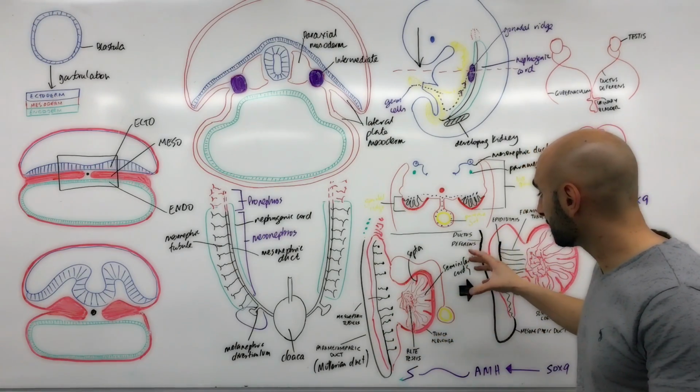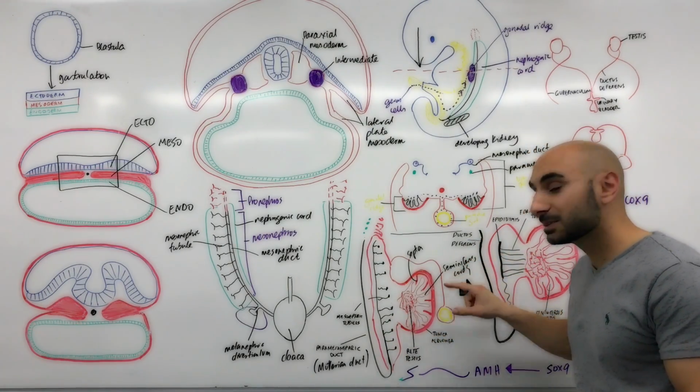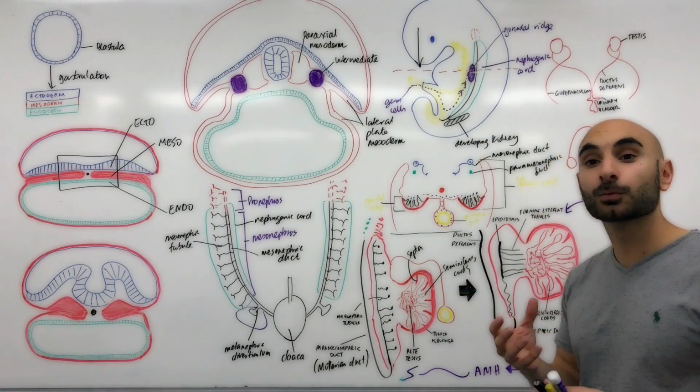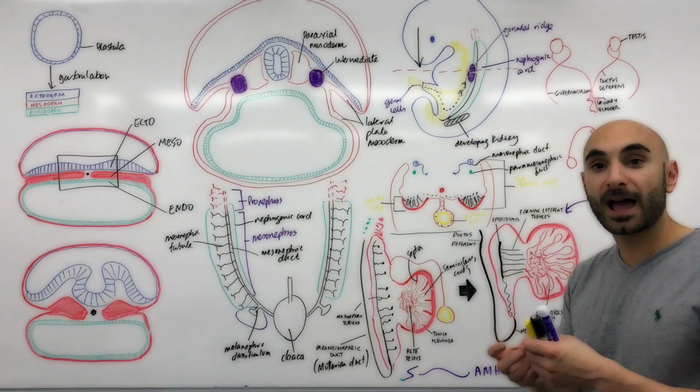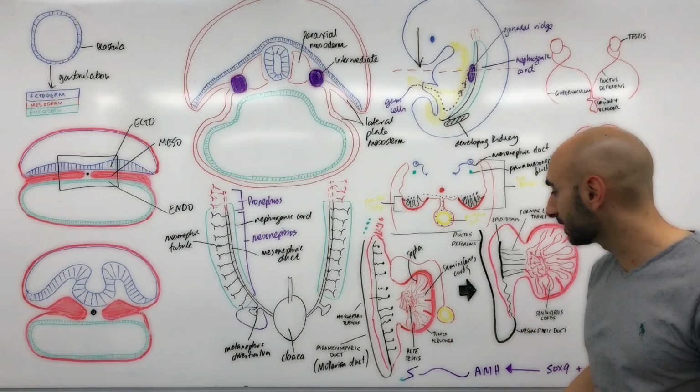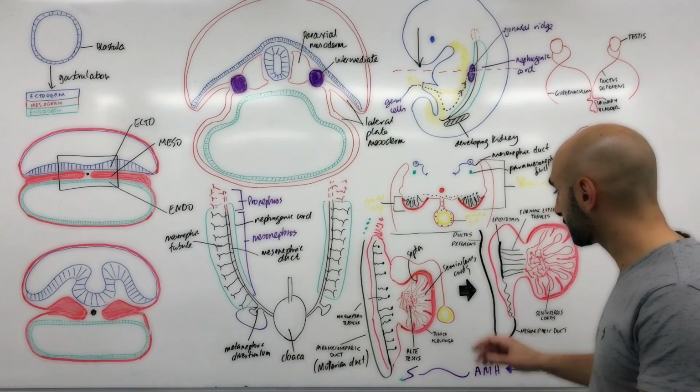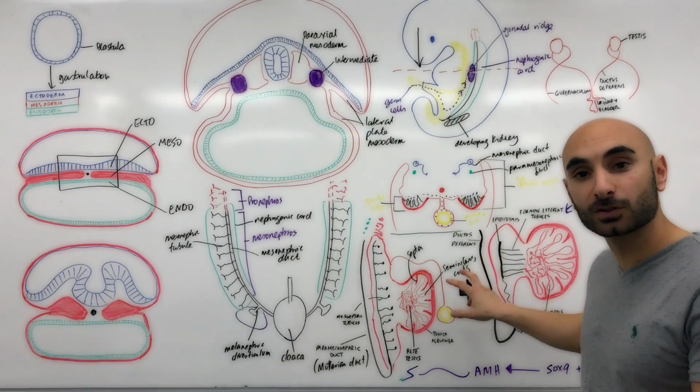So with that being said, the seminiferous cords are cords rather than tubules at this moment, because it's not until puberty that the lumen actually is developed. So it remains a thick cord until puberty. That's why we call them seminiferous cords and not tubules.